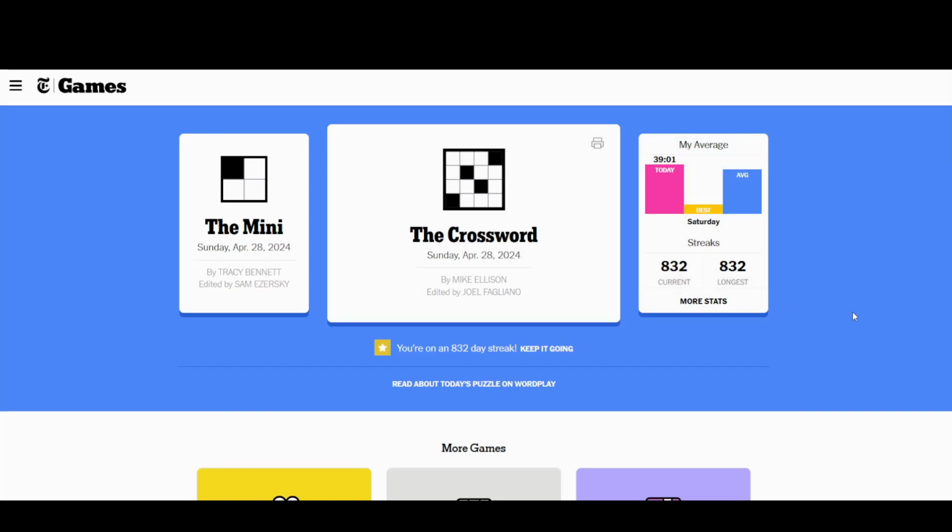The way the New York Times releases the puzzles, they release them in the evening of the day before the puzzle is actually listed. So the Sunday crossword comes out on Saturday. You know, Saturday comes out on Friday. So, you know how the days of the week work, right?